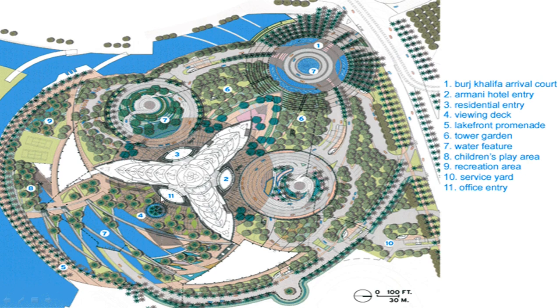The number six marks the tower gardens. And seven is a water feature near the residential entry. Next to that water feature, we have eight, the children's play area. And nine is the recreation area. Here at ten, we have the service yard. Opposite to that office entry, we have a viewing deck at 4 and water features at 7. And at 5 in the periphery, we have lakefront promenades. This is all about the site plan of Burj Khalifa.